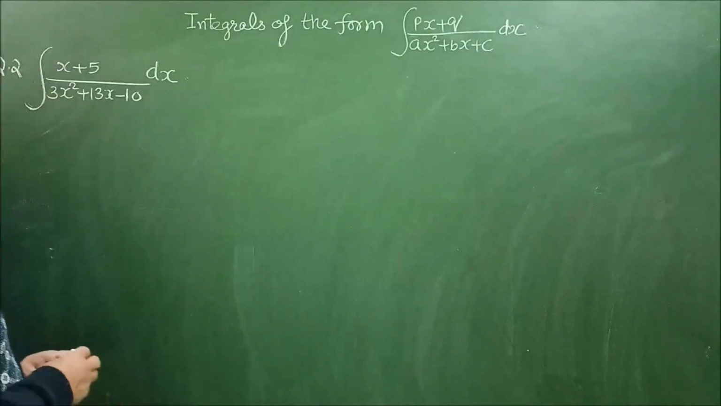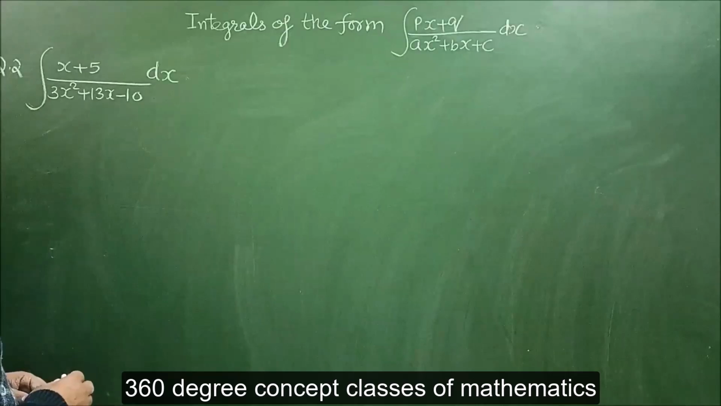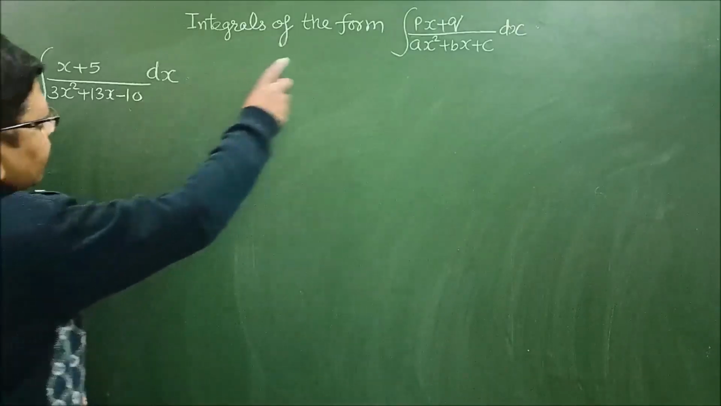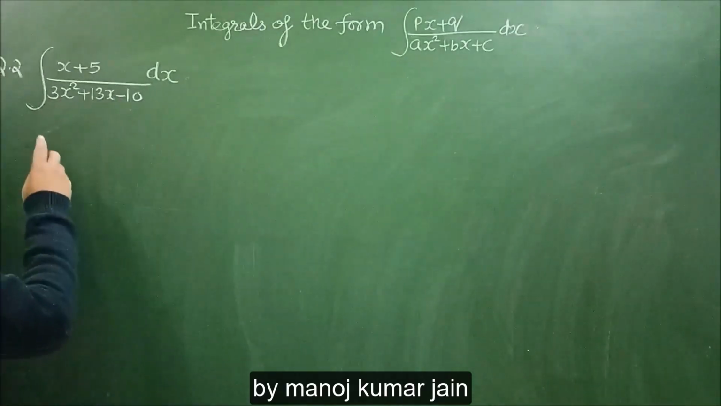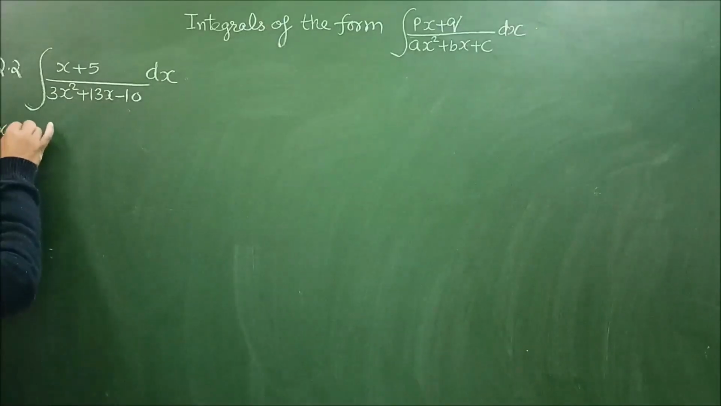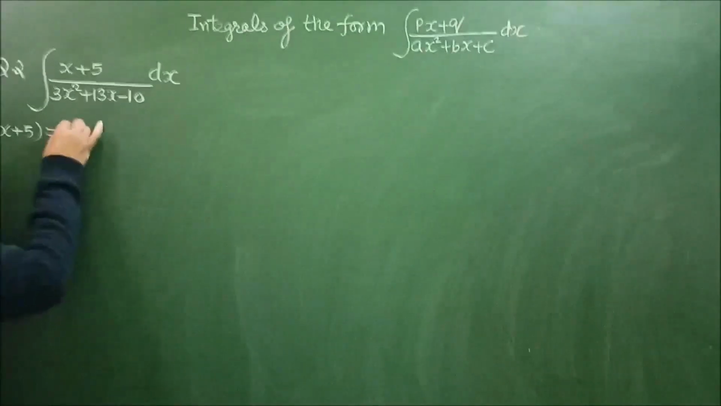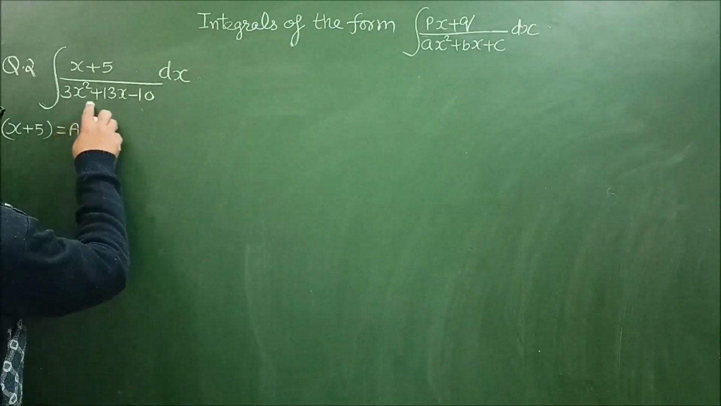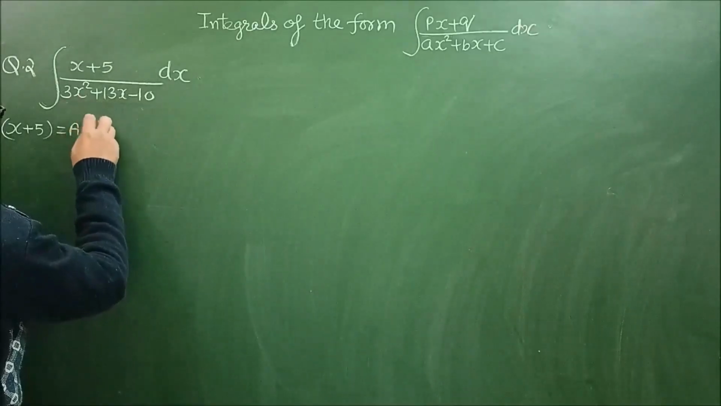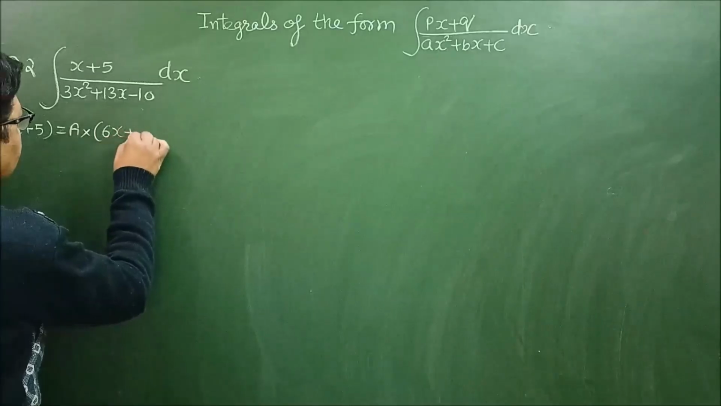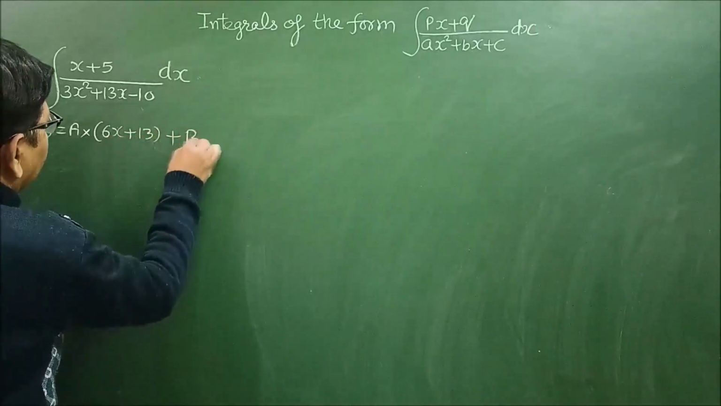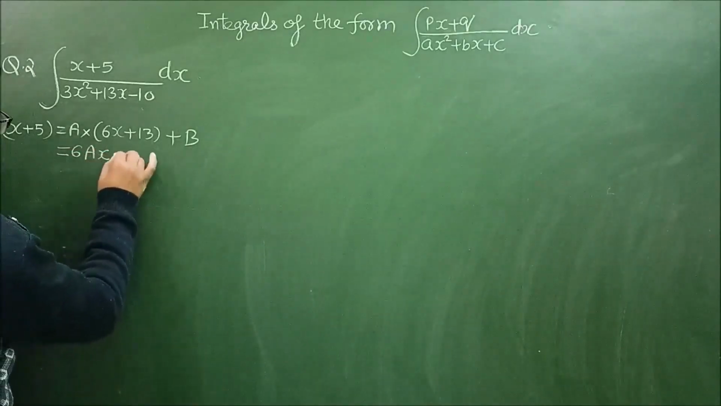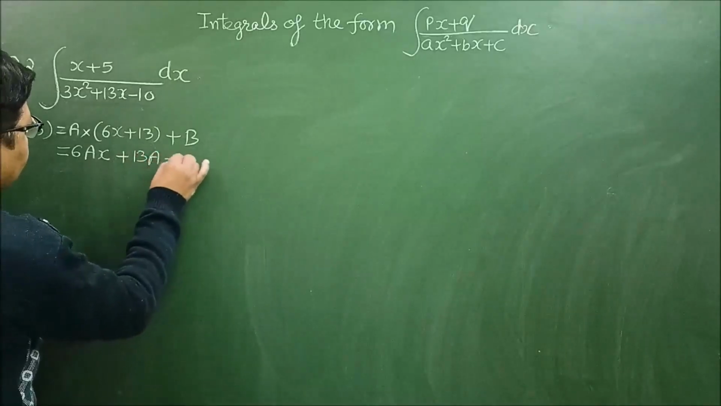Next question, question number 2. Find the integral of (x + 5) upon (3x square + 13x minus 10). Again this integral is in this form. So as usual, writing the numerator as x + 5 is equal to a into the derivative of the denominator, that is d/dx of this function, that is 6x + 13, plus b.